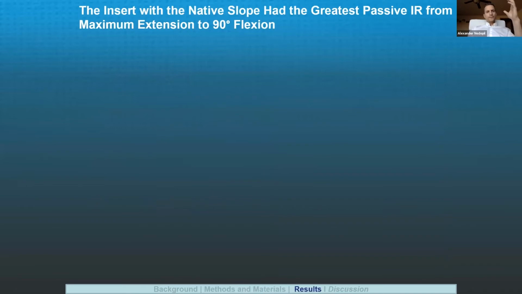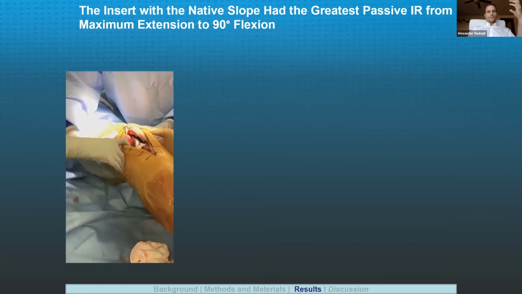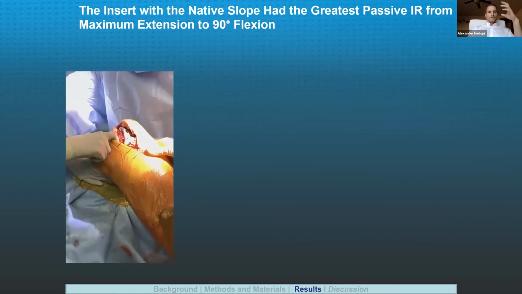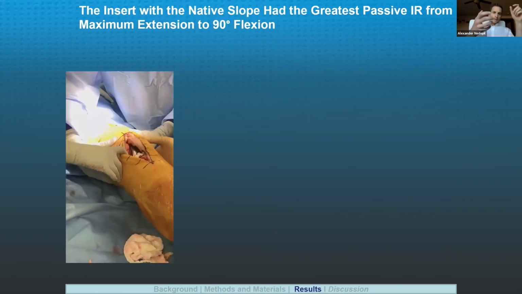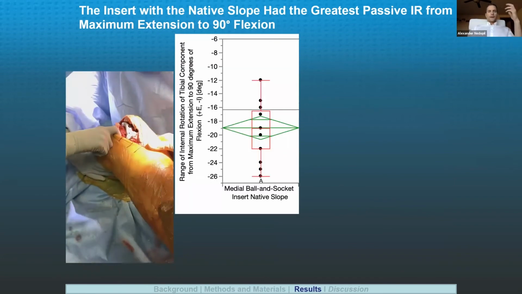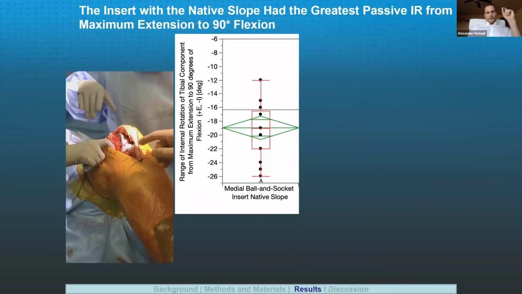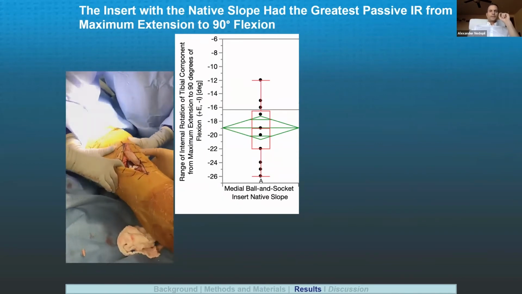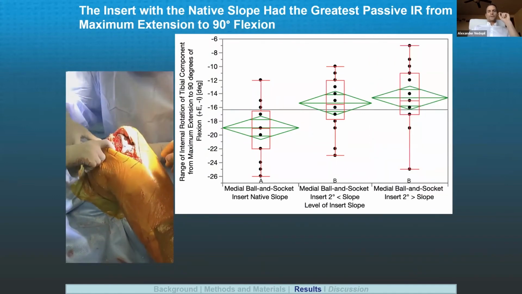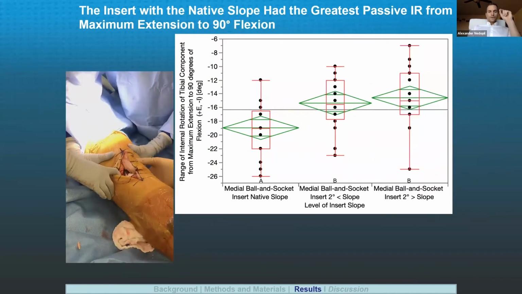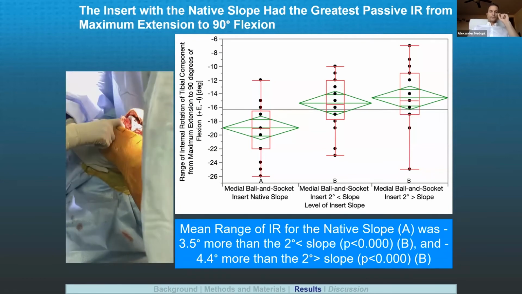We observed that the insert with the native slope had the greatest internal rotation from maximum extension to 90 degrees of flexion, meaning the greatest range of rotation. And here you see a knee during surgery, and you see the first assist lifts up on the knee, letting the knee passively flex and let the tibia passively rotate. While the native insert had a range of rotation of 19 degrees, the decreased slope had 4 degrees less of internal rotation, and the increased slope had 5 degrees less of internal rotation.